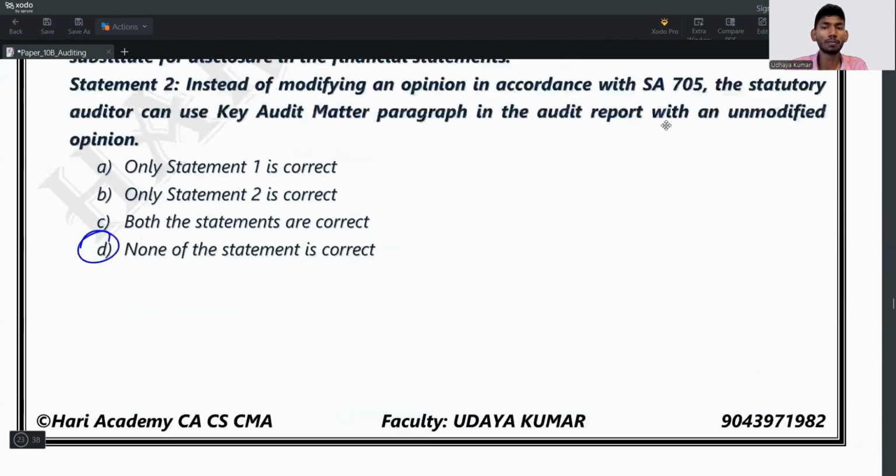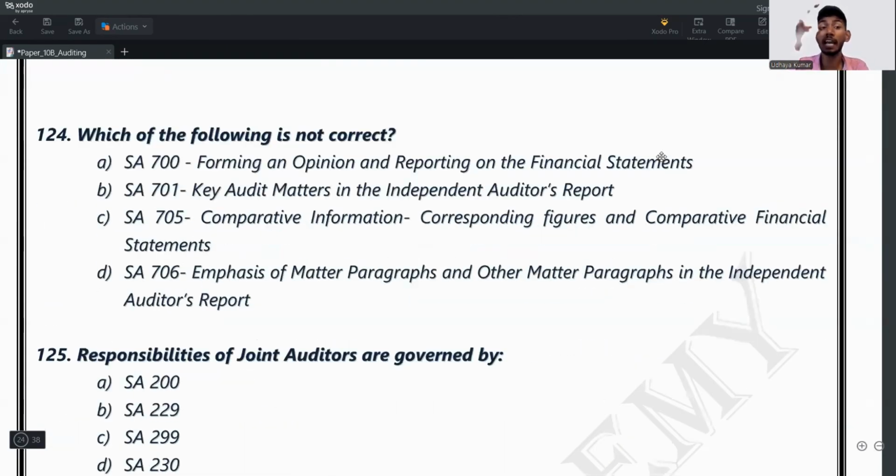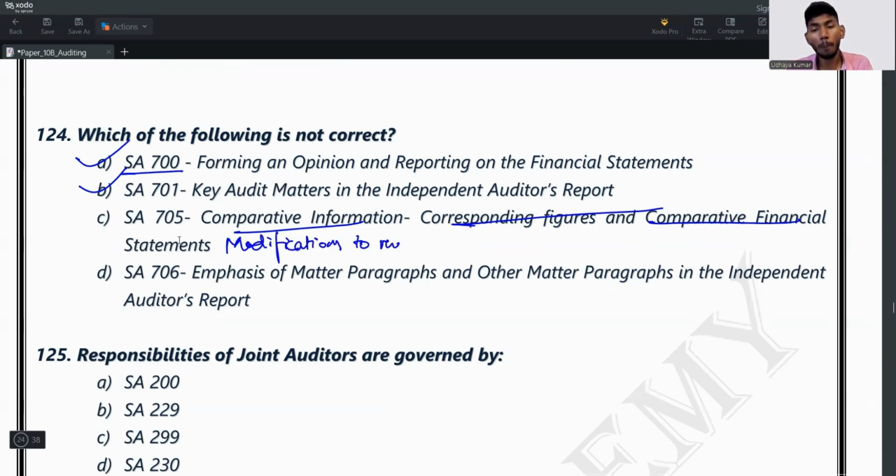Okay, moving to question number 124. Which of the following is not correct? He has given SAs. You have to look for whether the relevant statement is given or not. SA 700, forming an opinion, that is also correct. SA 701, key audit matters in the independent auditor's report, that's also right. SA 705, comparative information, corresponding figures and corresponding comparative financial statements? No, actually SA 705 is nothing but modifications to the opinion in the independent auditor's report. Because it is a modified opinion, right? We have discussed that a modified opinion comes under SA 705. How come comparative information? So option C is the right answer because it is not correct.